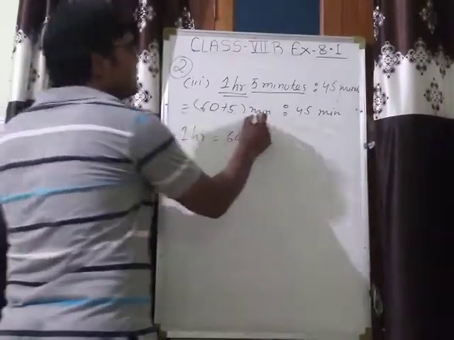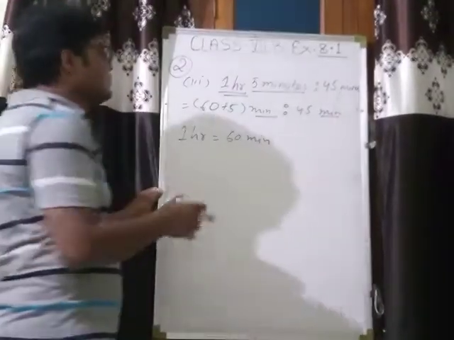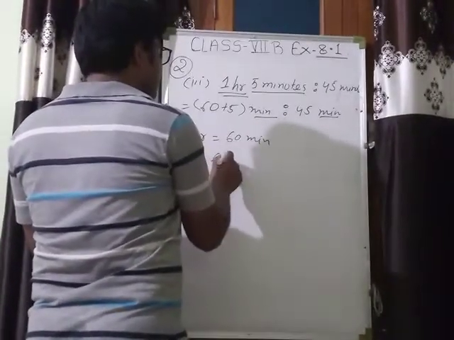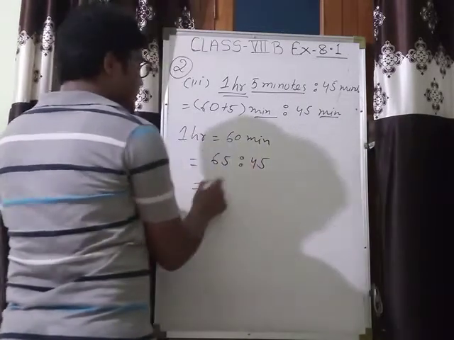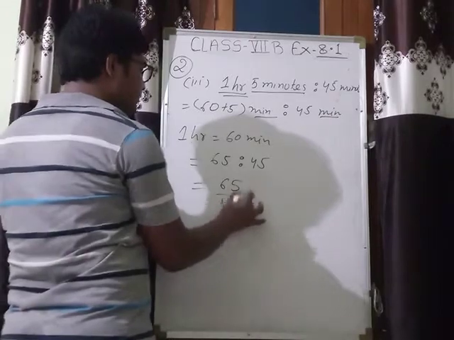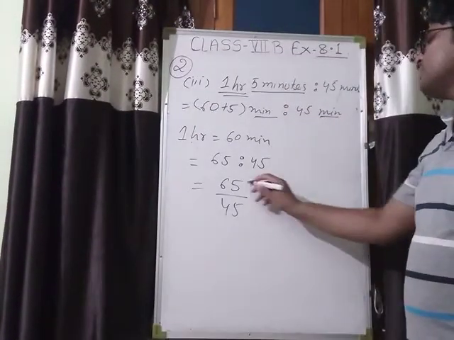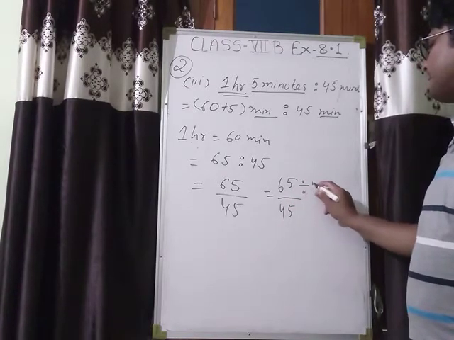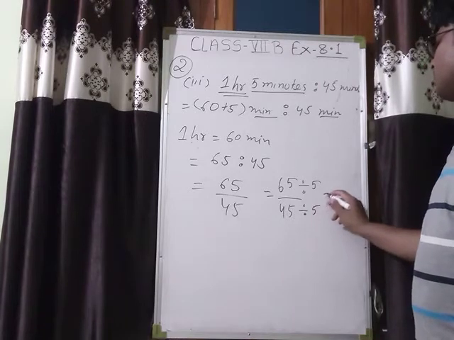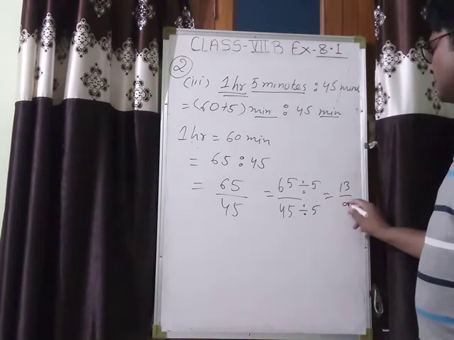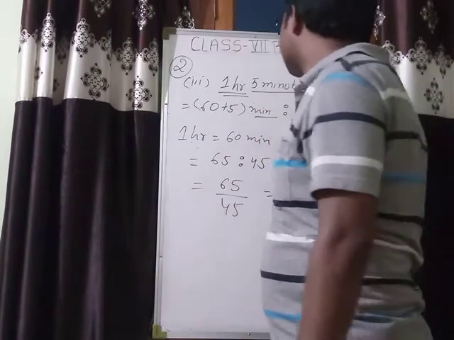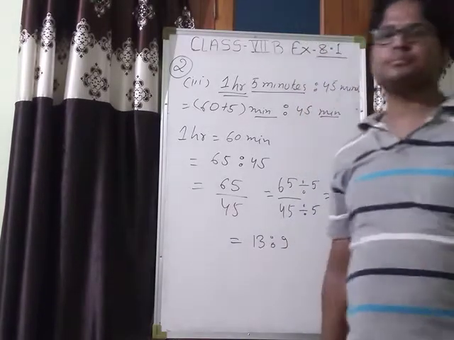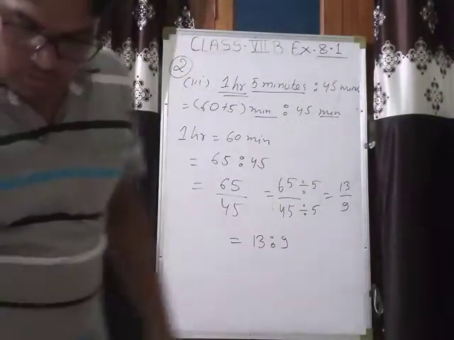Now we have the units of both terms the same, the antecedent and the consequent. This will be 65:45. Clearly this can be written as 65 upon 45. Now what is the HCF of 65 and 45? That is 5. So divide both by 5. What we have is 13 and 9. So its simplest form is 13:9. Got it?